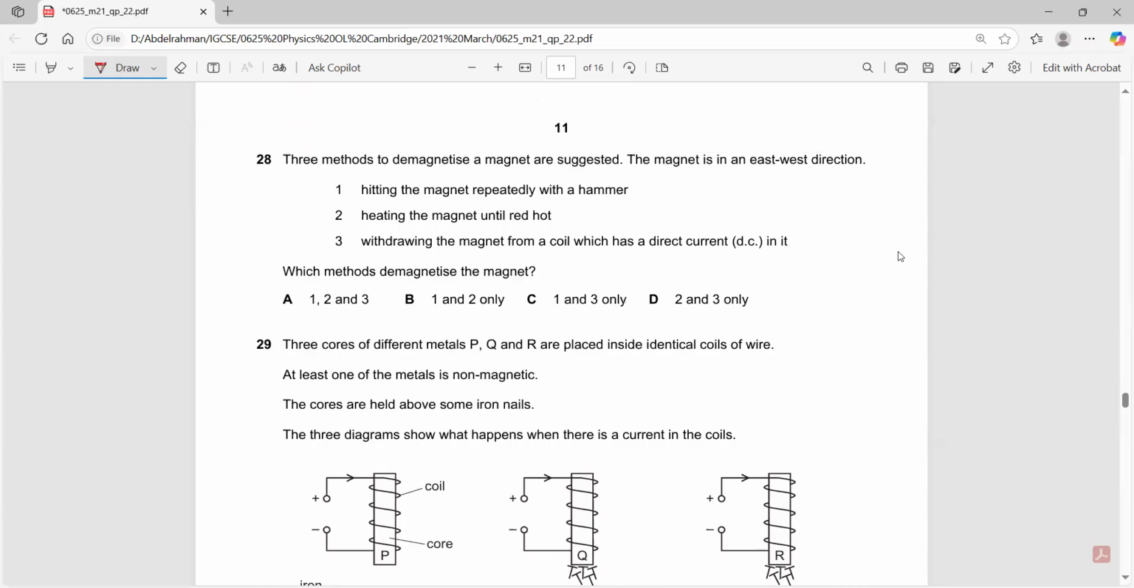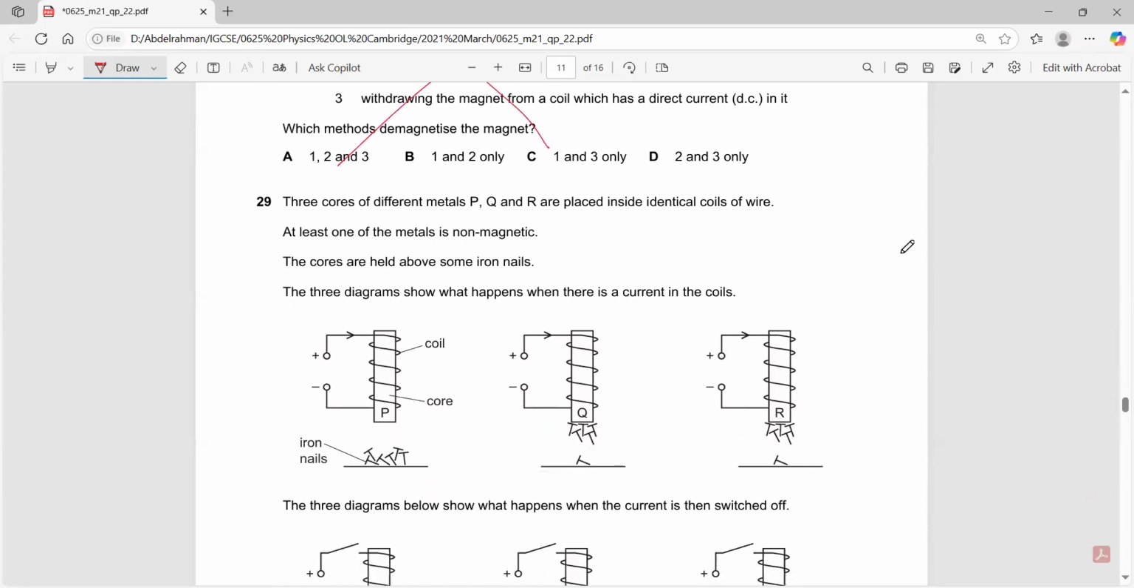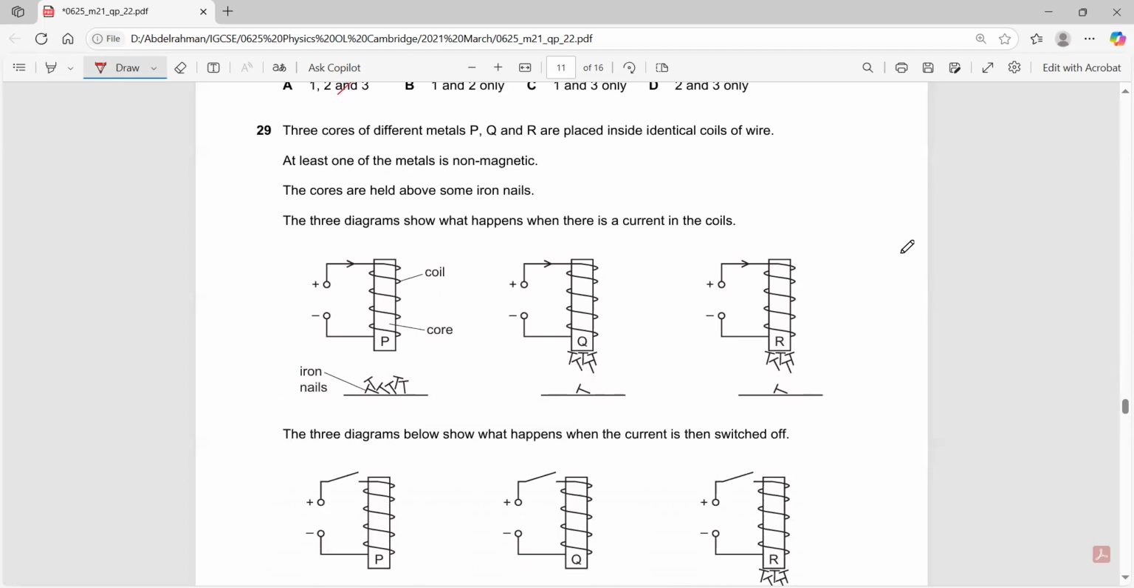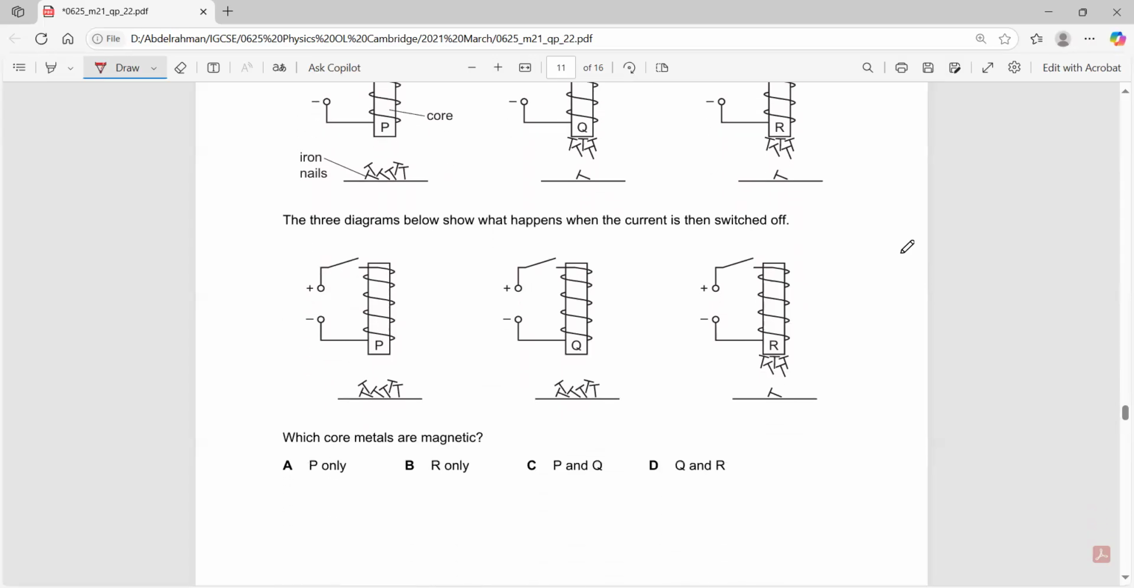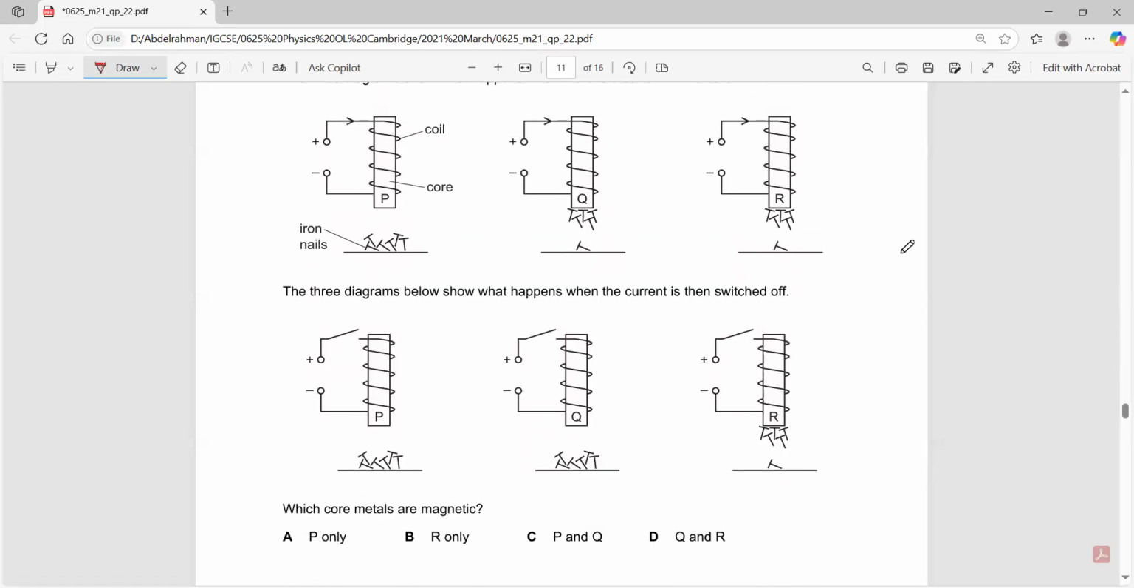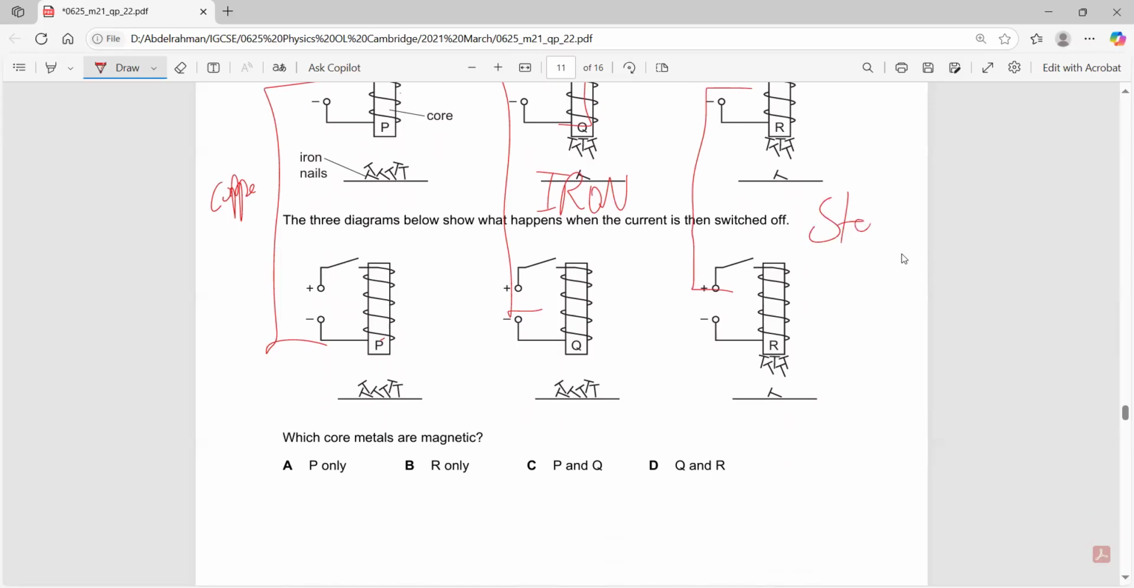Three methods of demagnetizing. You have 3 cores of different metals, P, Q, and R. At least one of the metals is non-magnetic. The cores are held above some iron nails. Which core metals are magnetic? When you had current in the coil, it didn't attract, so this is a non-magnetic metal, right? This could be copper, for example. Another was attracting and then it did not attract, so this is iron, which is a magnetic material. Another was attracting and then when you open the circuit, it was still attracting, so this is steel, right? So Q and R, iron and steel.